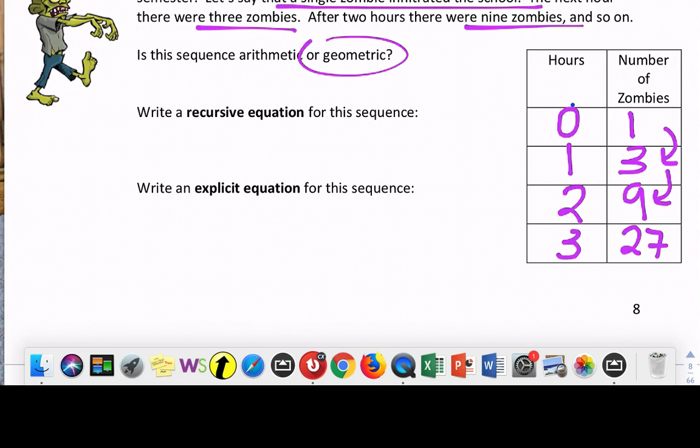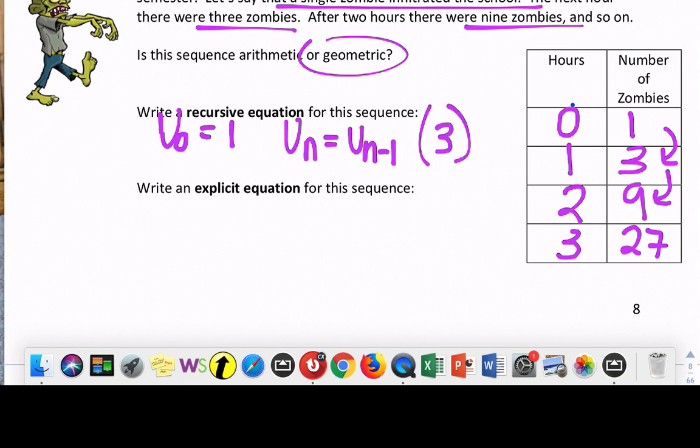at time 0, so u sub 0, we would say there's 1 zombie. And for any hour, you take the hour before it and you multiply by 3. So you can either put a times or a dot, but I usually use parentheses when it's times. So that's what my recursive sequence would look like. Let's write the explicit equation for this.